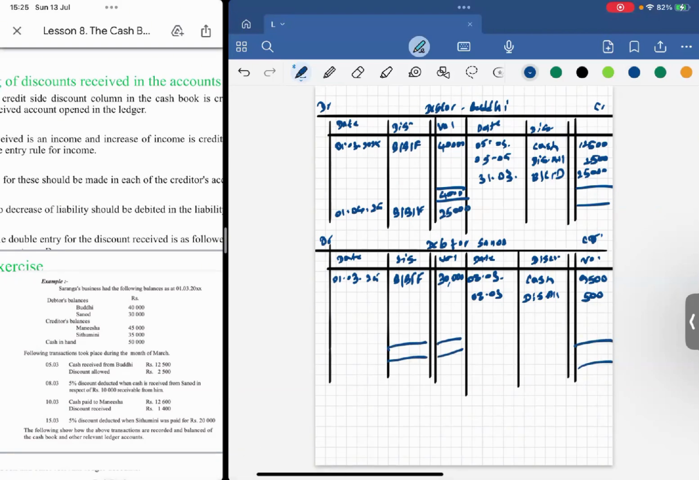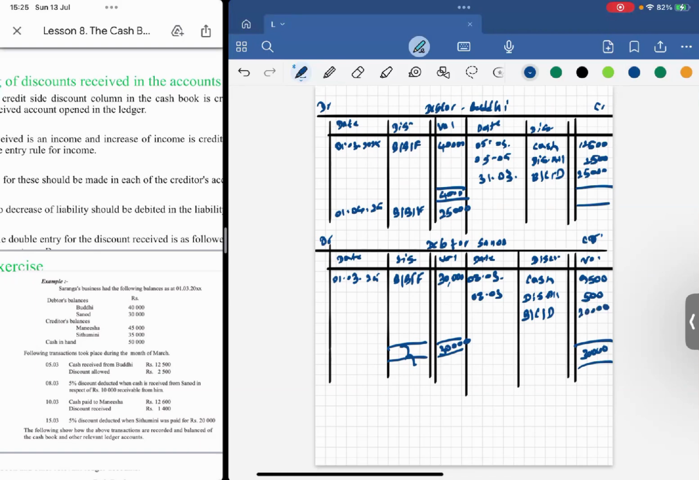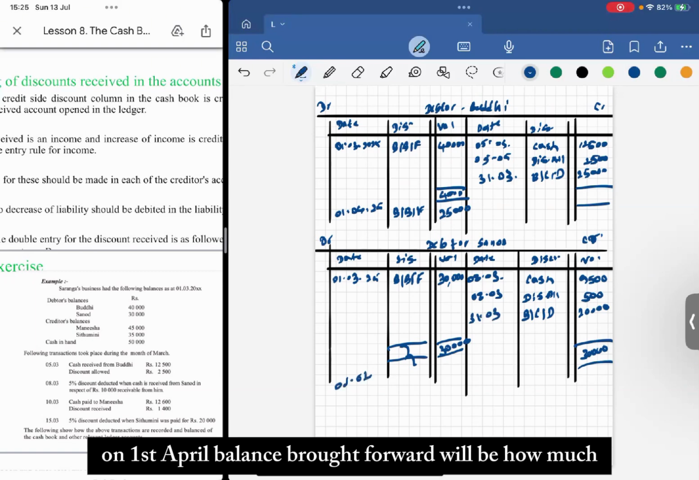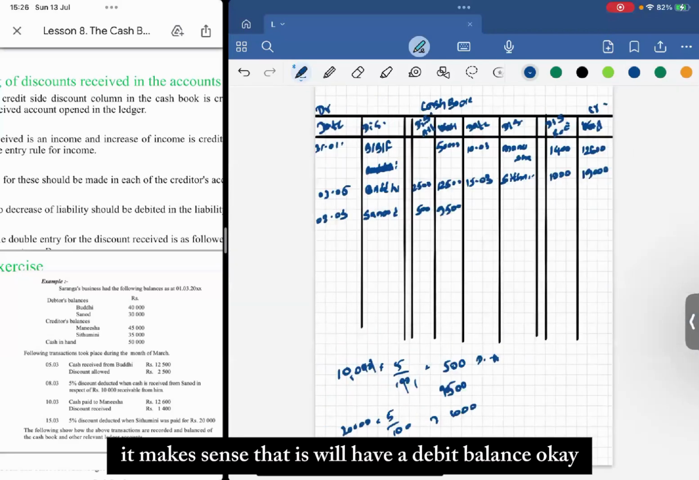Here, 30,000. 30,000. Balance carried down will be 20,000 on 31st March. On 1st April, balance brought forward will be how much? 20,000. It makes sense. Debtors will have a debit balance. Okay.